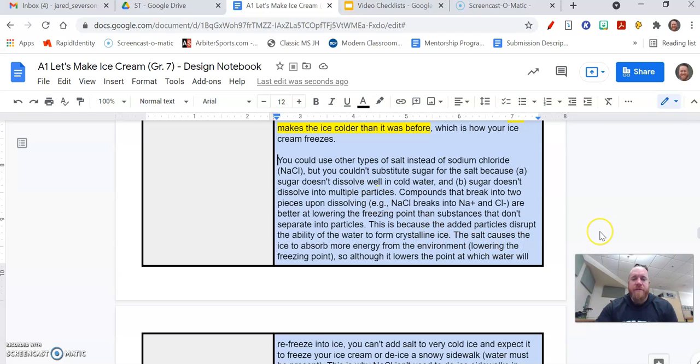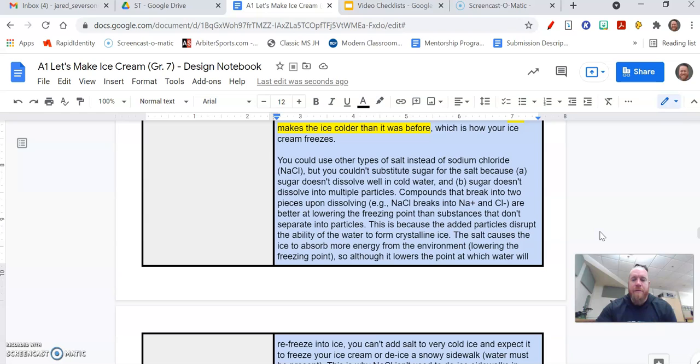You could use other types of salt instead of sodium chloride, NaCl, but you couldn't substitute sugar for the salt because sugar doesn't dissolve well in cold water. Sugar doesn't dissolve into multiple particles. Compounds that break into two pieces upon dissolving, NaCl breaks into Na atoms and chloride atoms or ions, are better at lowering the freezing point than substances that don't separate into particles.